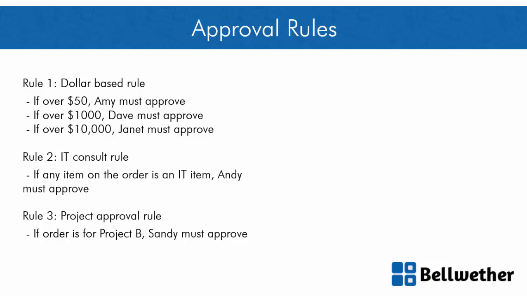Rule number 2 is based on the type of items on the order. We commonly see IT managers wanting to be consulted before IT items are purchased, so we've created an IT consult rule. If any item on the order is an IT item, our IT manager, Andy, must approve the order. Our third rule will be based on the project type. Sandy is in charge of Project B and wants to approve all orders related to Project B.